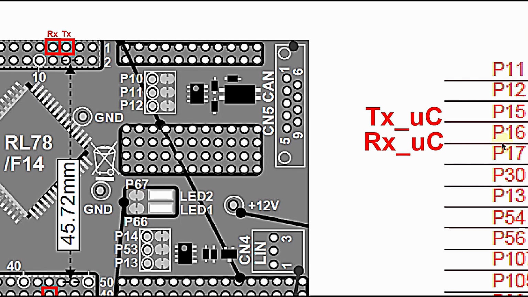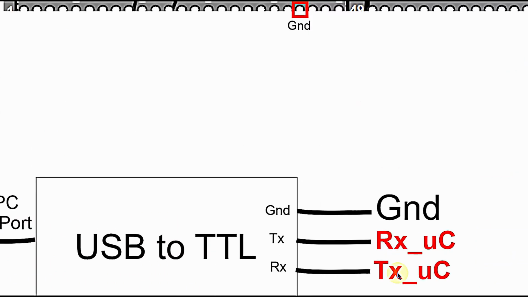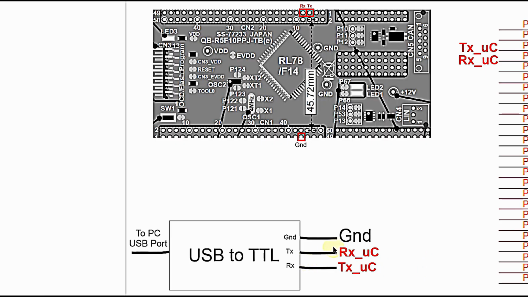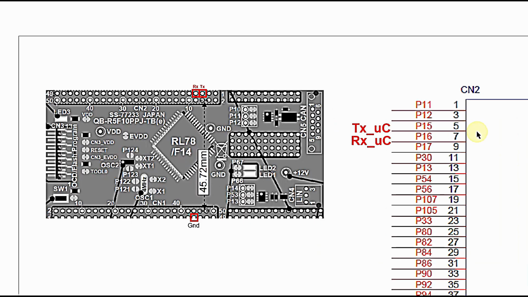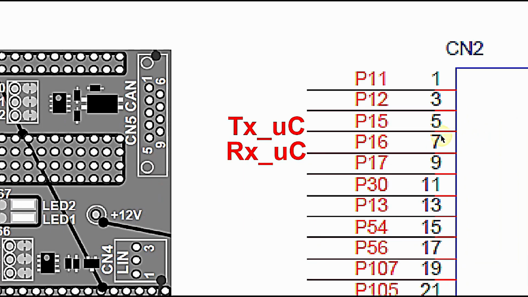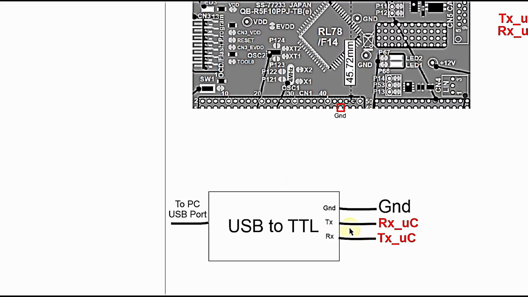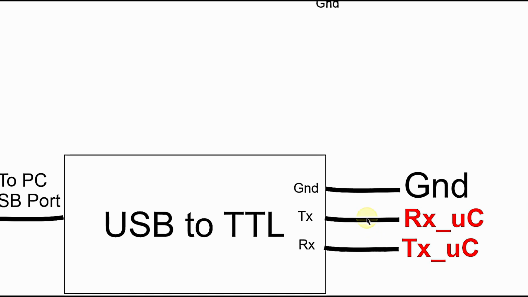So UART 0 RX pin is P16. I will be connecting the RX pin of the microcontroller to the TX pin of the TTL converter, and RX pin of this converter will be connected to TX pin of the microcontroller UART port. UART 0 TX pin of the microcontroller is available in the CN2 pin number 5, that is P15. So this TX pin of the microcontroller will be connected to RX pin of the TTL converter.